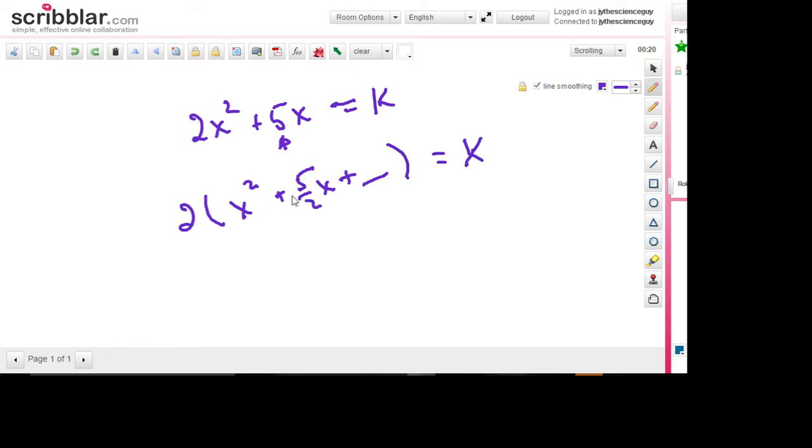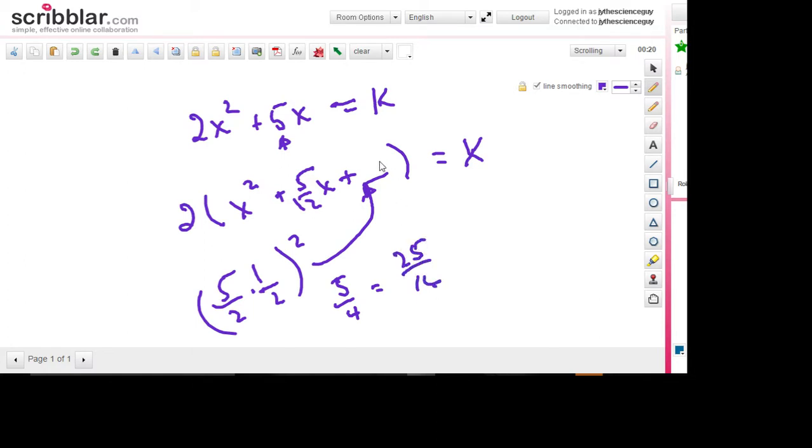Now I'm going to take this number, I'm going to divide it by 2 again, and then I'm going to square the whole thing. That's actually how you complete the square, and then that number goes in there. Okay. So 5 over 4, and then you got to square it. So 25 over 16. So this is 25 over 16.